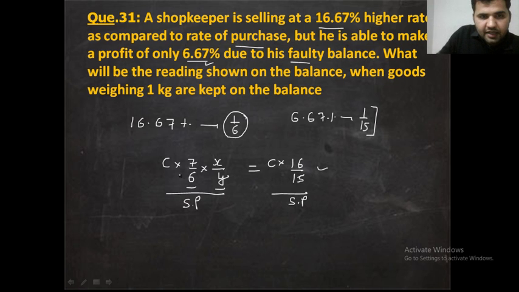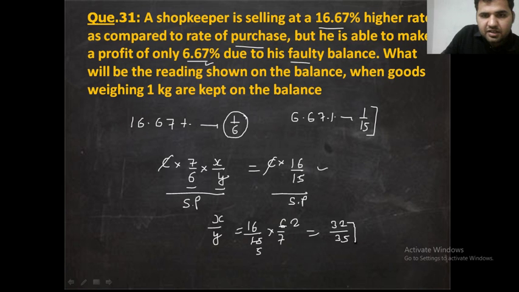Now just solve it. Now C and C will get cancelled and the value of X upon Y will be 16/15 into 6/7. That is 3 × 2 = 6, 3 × 5 = 15. So X upon Y is 32/35. Now what is the meaning of this statement? X upon Y is 32/35.